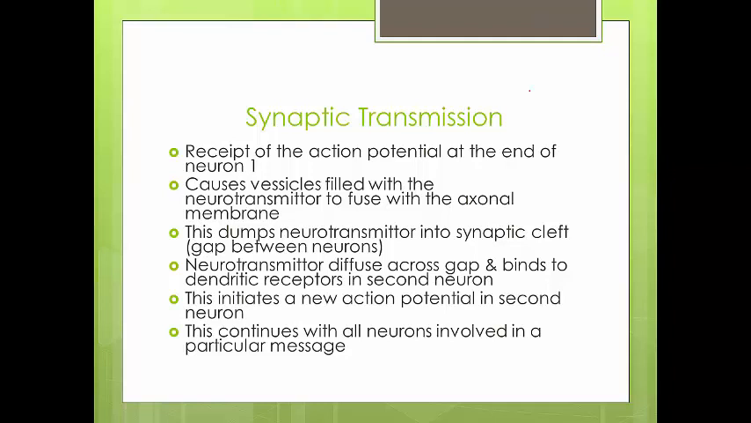The neurotransmitters then move across the synaptic cleft, or the gap, and bind to dendritic protein receptors on the second neuron, which then initiates a new series of electrical activity culminating in an action potential in the second neuron. And that's how it happens with all of the neurons in the chain until the ultimate destination, whether it's a muscle or a gland or something else, receives a message and responds appropriately.